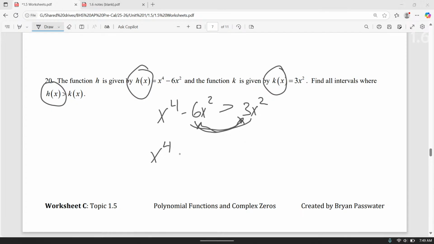So what do I got now? It's subtracting it. Negative 9x squared. And now it's greater than 0. Difference of squares. Say again? They're difference of squares. It will be. But I'm going to factor first.